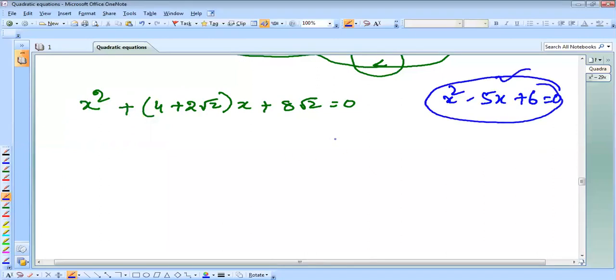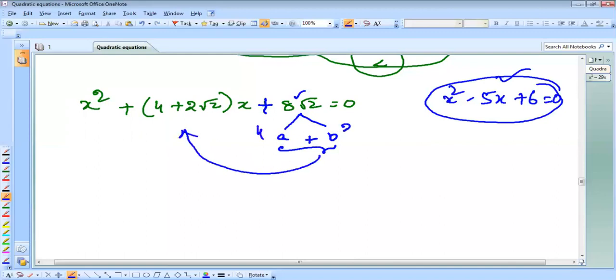So how will you say? Because the x values I will directly write. Here it is plus 4, then I'll write minus 4. Another one is minus 2 root 2. How will we write? See this one. Whenever the constant sign is plus, then two factors should be multiplied to get this value, and the same two values' addition should be equal to 4 plus 2 root 2. That means one value is 4, another value is 2 root 2. Are you understanding this, friends?